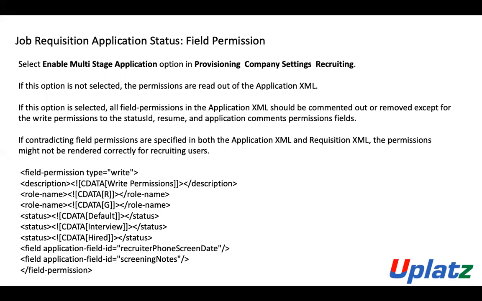So I will be showing both XMLs for you. And this option is selected, for example, if the provisioning company settings recruiting has been selected. What you have to do is go into the application XML and comment out or remove all the fields required for the write permission, like status ID, resume, and application comments. The permission field can be enabled, but the rest can be commented out.